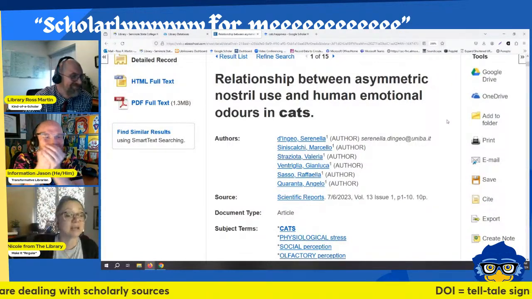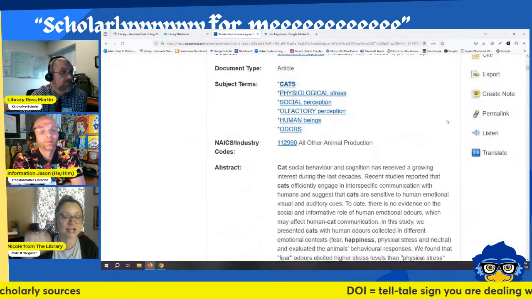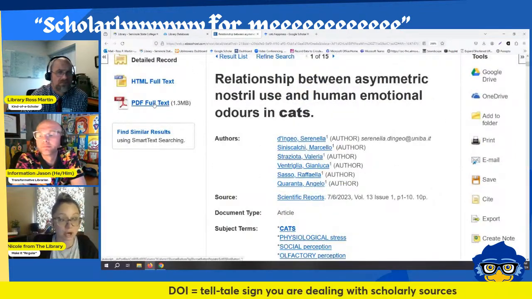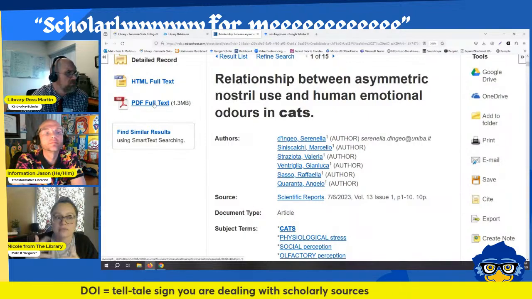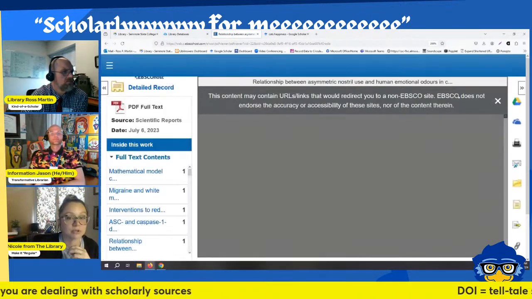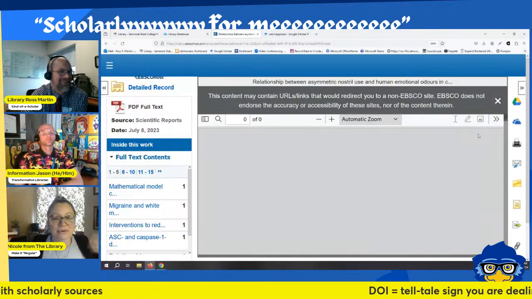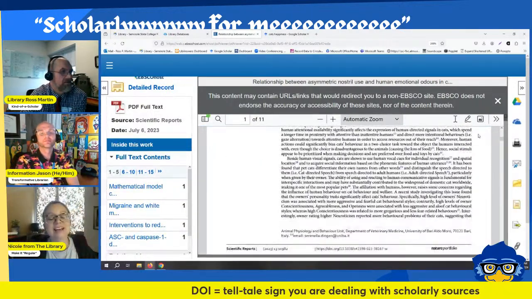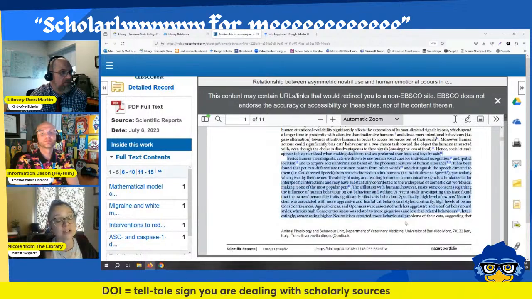And there should be a summary of prior research in this scholarly article where these authors showed, okay, we read all the other information we could find, pretty much almost everything about the relationship between asymmetric nostrils and the odors of cats. Okay, I don't even know what this is. I'm not an expert in this field. Okay, and there's an abstract. Was the first thing we saw.